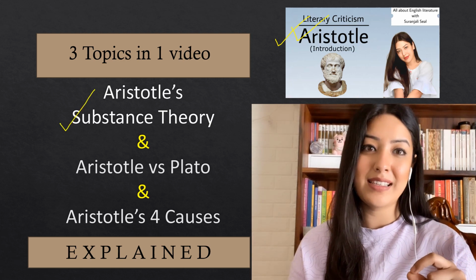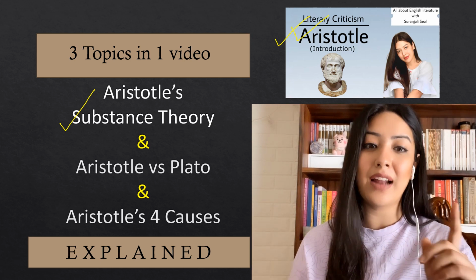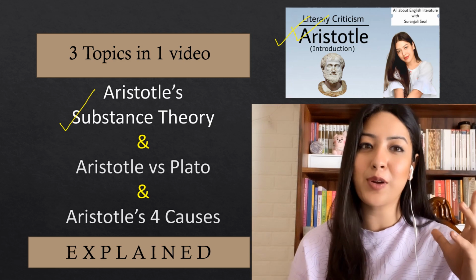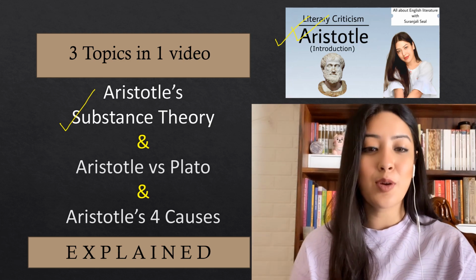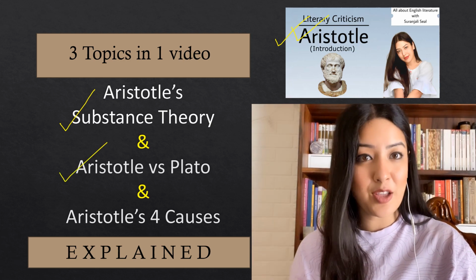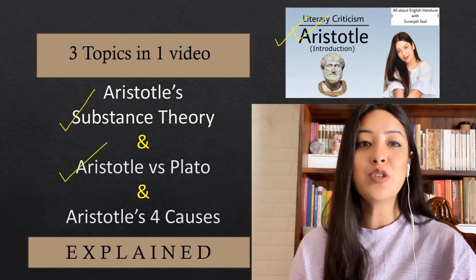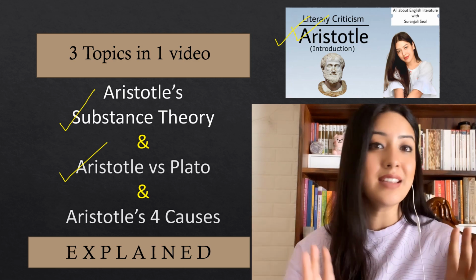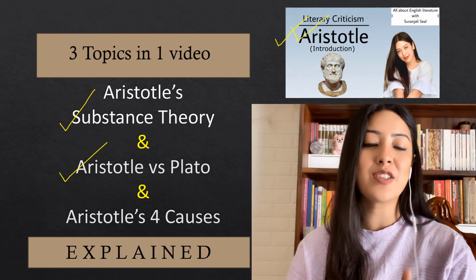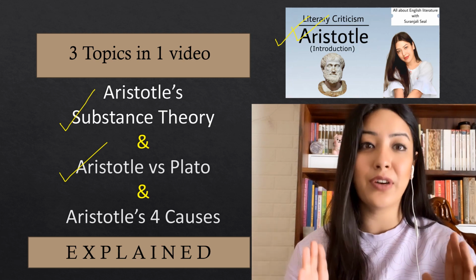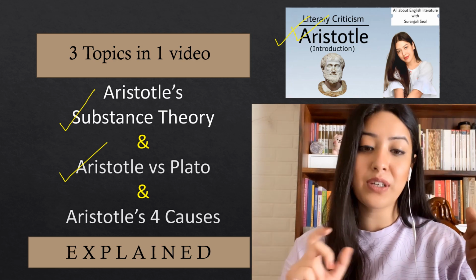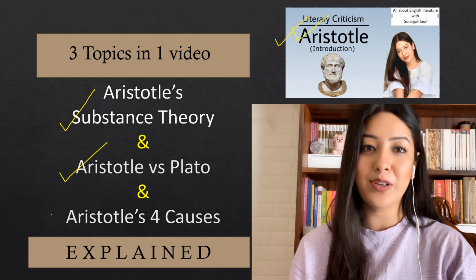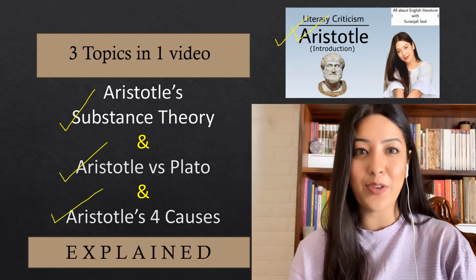Understanding Aristotle would be incomplete without understanding these topics, so it is absolutely necessary. We have to decipher who Aristotle was and what his ideas were like. So we're going to talk about Aristotle's substance theory, or theory of substances, and we're going to contrast that with Plato's theory of forms. So we're first going to understand the substance theory, then we're going to look at Aristotle versus Plato, that is, where did they differ? Plato's theory of forms versus Aristotle's substance theory. And then finally we're going to look at Aristotle's four causes, or his theory of causality.